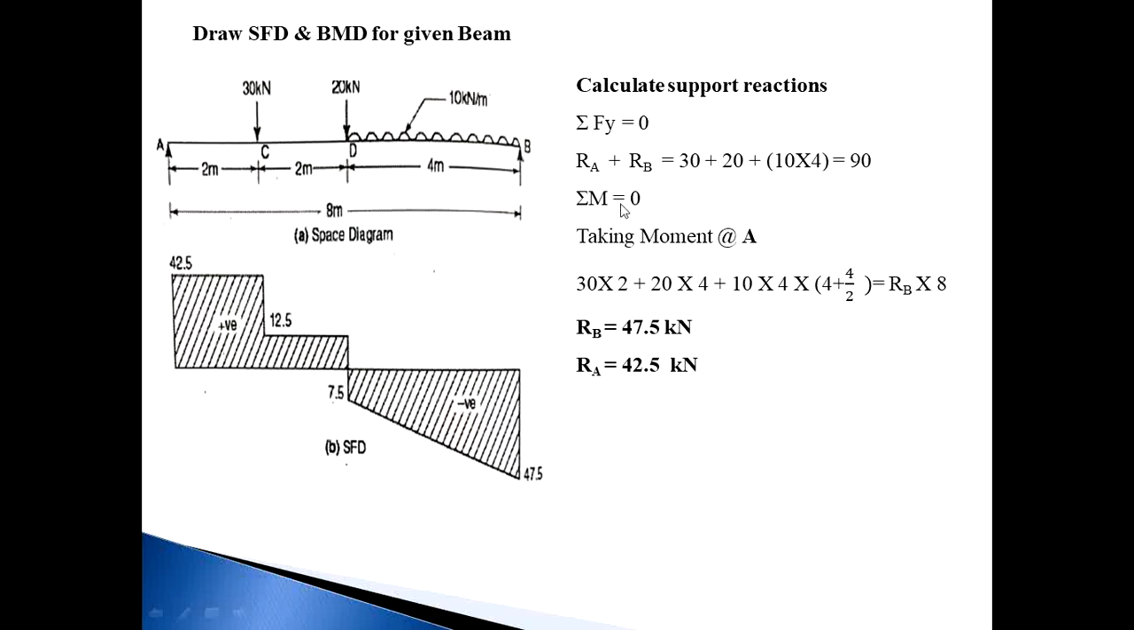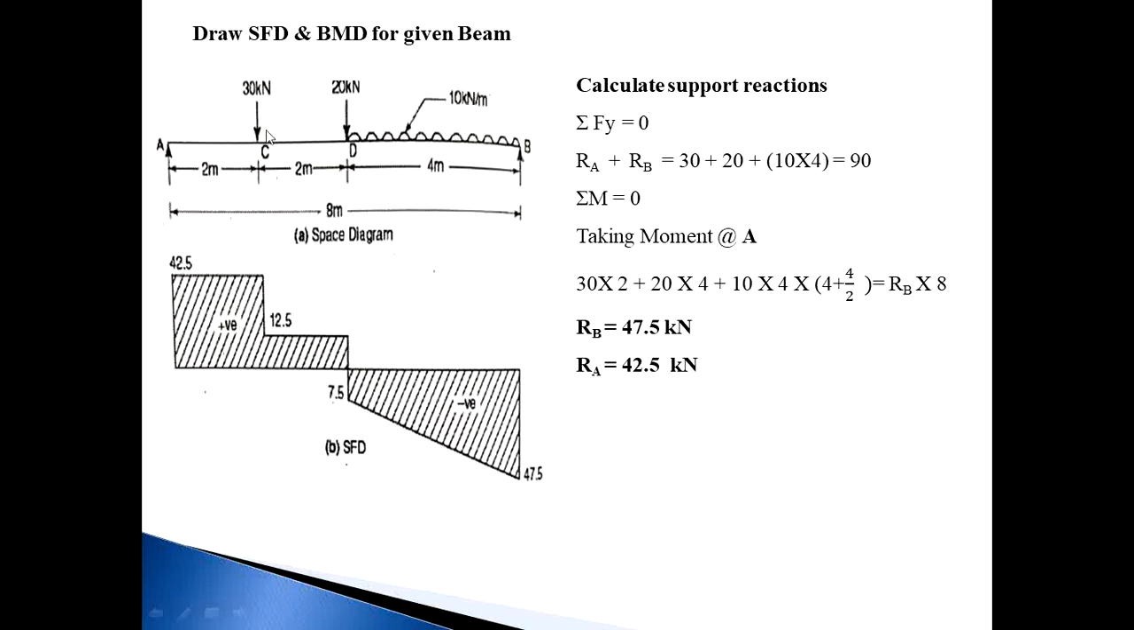Then next, summation M is equal to 0, taking moment about A for all forces. For RA, the line of action coincides with point A, which means there is no moment for RA. Then the 30 kilonewton, 20 kilonewton, and the UDL all have a clockwise moment. RB goes in the upward direction, so with respect to A, the moment for RB is anti-clockwise. So the RB moment is plotted on one side and the remaining 3 forces' moments on the other side.